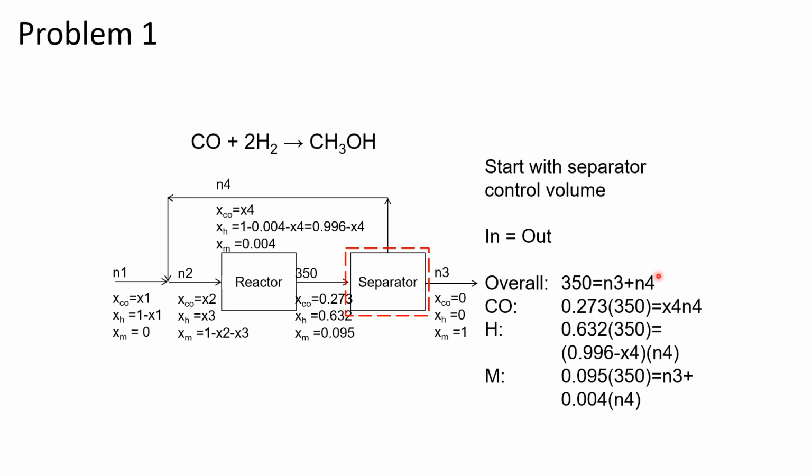However, if we look at these, we could potentially solve the methanol balance with the overall balance for N3 and N4 simultaneously. Or what we can do is combine the CO balance and the hydrogen balance in order to solve for N4. You might not see that right away, but this N4 gets multiplied through the parentheses, so we have a minus X4 N4 here, and then a 0.996 times N4. This X4 N4, when added with this one, will cancel. Let's see what we do on the next slide.